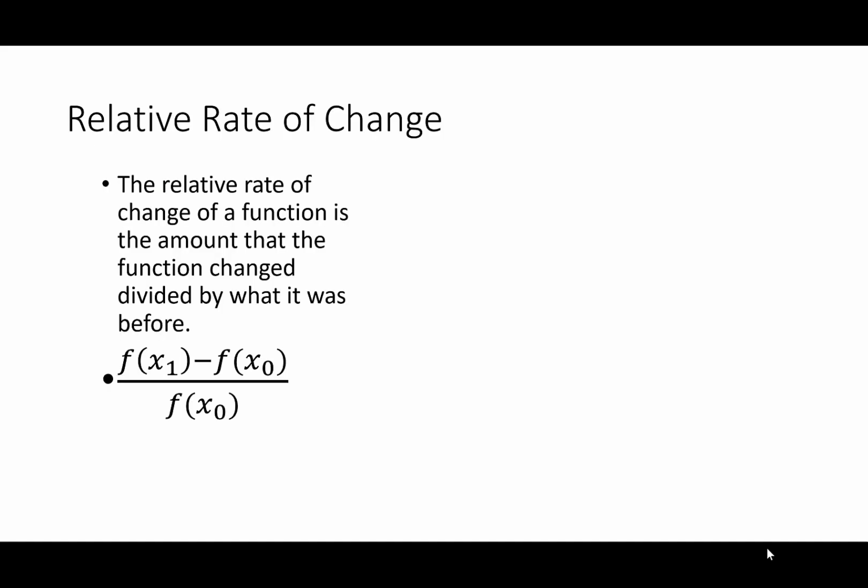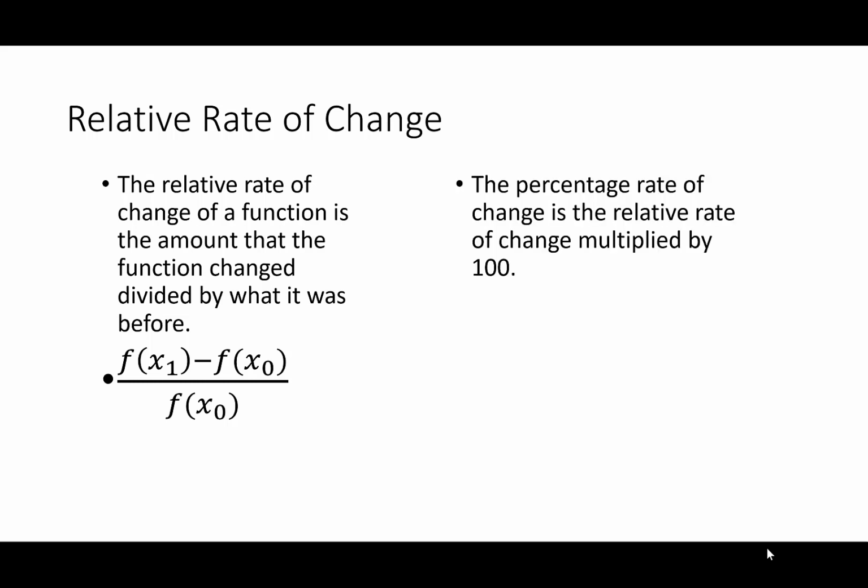So relative rate of change is our first topic for this section, and I want to give you this definition. The relative rate of change of a function is the amount that the function changed divided by what it was before. So we look at the change over the beginning. It's important that you understand what goes in the bottom. I divide by where I started, not where I ended up.